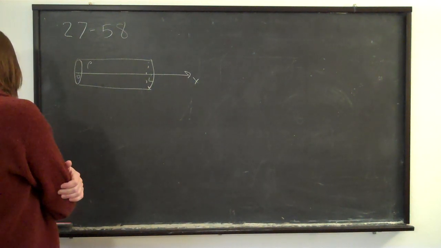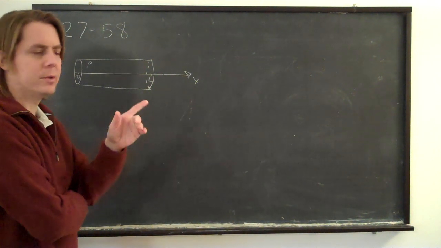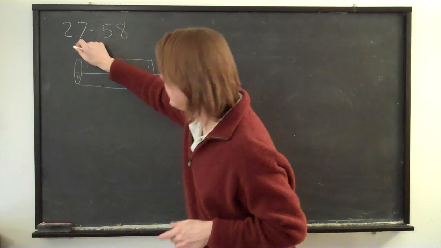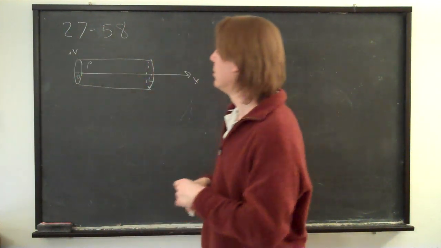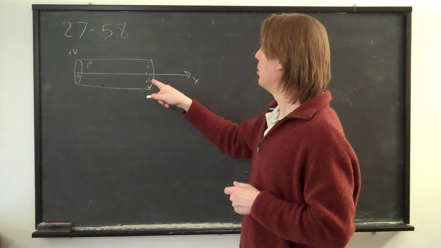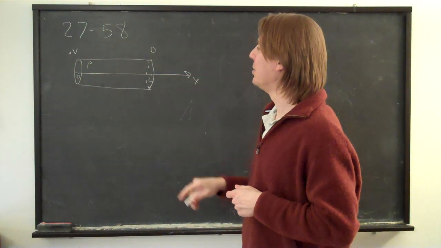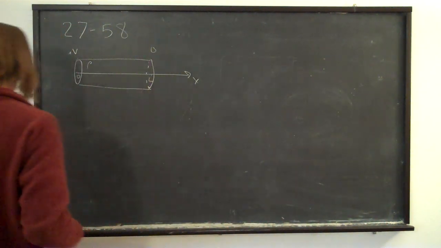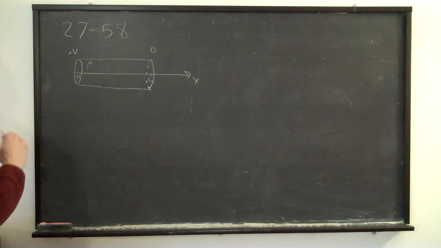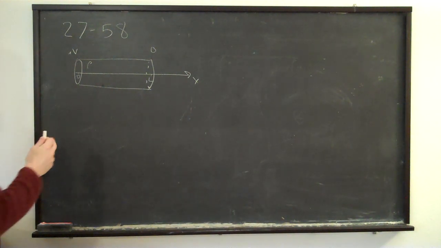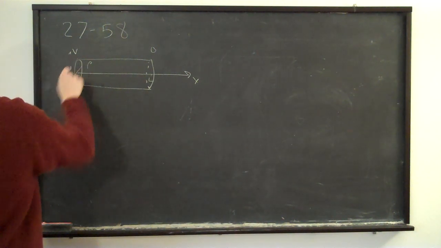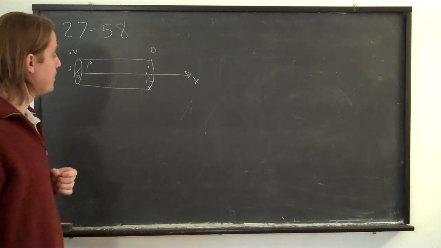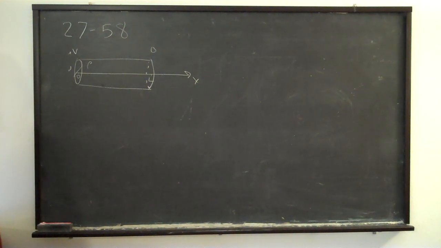And what else do we know? It's at a potential V at x equals 0. So here it's at V, and presumably that's plus V, and it's at 0 at the position L. So the potential difference delta V is just equal to V, as they've defined it. It has a diameter D, so if we want to think about areas, we would use a diameter D. So the first question is the magnitude and direction of the electric field in the wire.